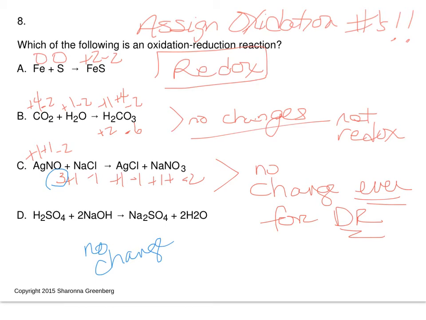This question surprised me. Almost nobody got it right. So the correct answer was A. In order to know whether or not a reaction is an oxidation-reduction reaction, you have to assign oxidation numbers. And a lot of people are forgetting to use oxidation numbers. Anytime you have a combination reaction, it's going to be an oxidation-reduction, because elements in their standard state have oxidation numbers of 0, and then of course anytime they form a compound, they don't have an oxidation number of 0.